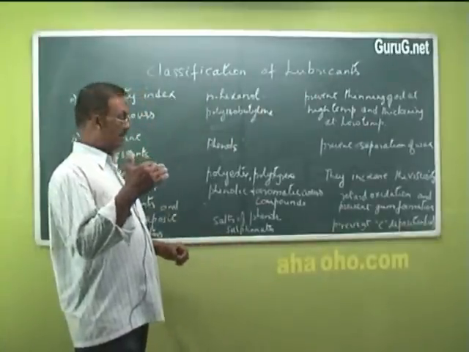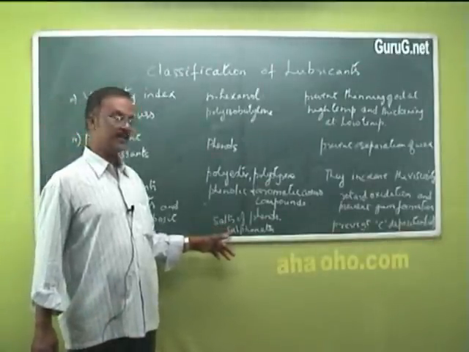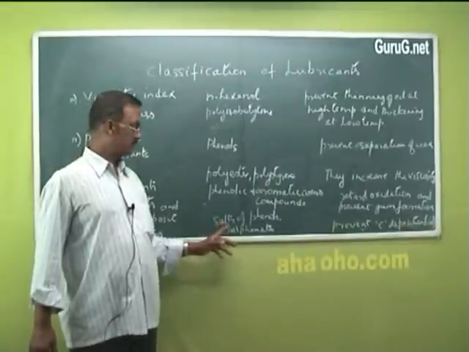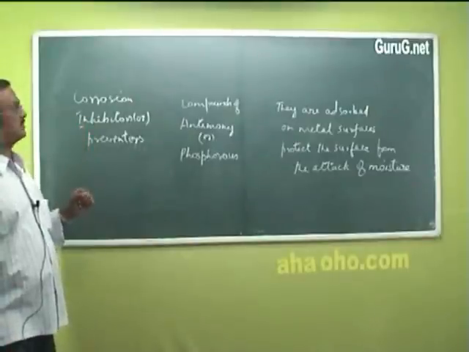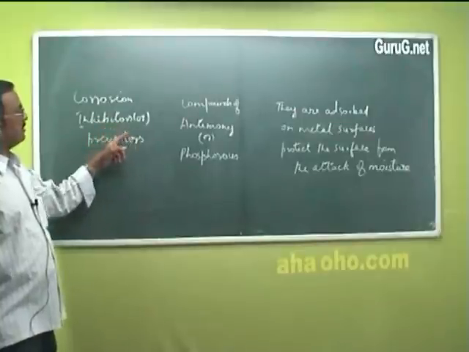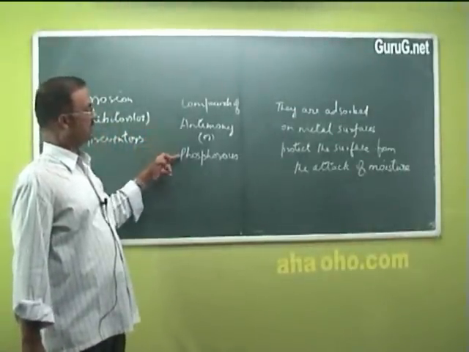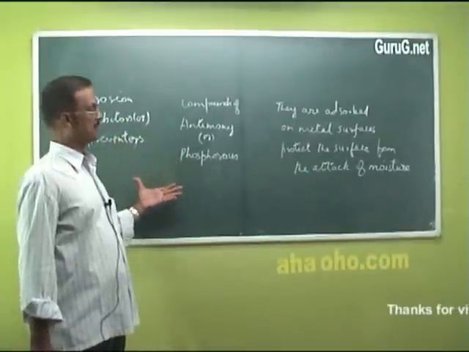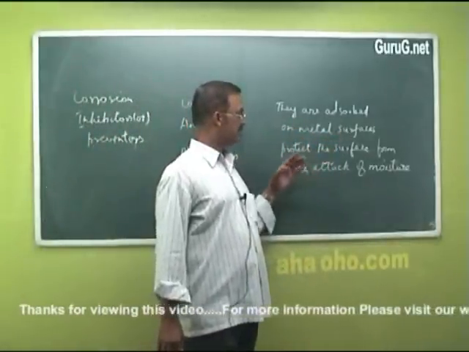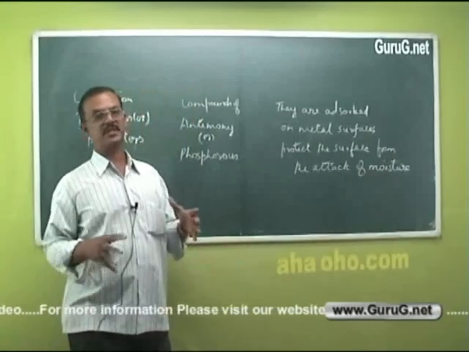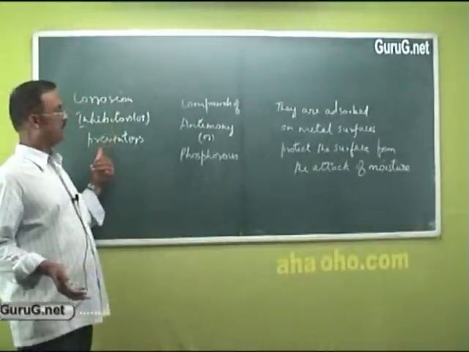So that can be minimized or prevented totally by the use of substances like sulfonates, that is substances derived from sulfonic acids, and salts of phenols. The last class of additives are known as corrosion inhibitors or corrosion preventers. Compounds containing antimony and phosphorus are used effectively for this purpose. Actually, they are adsorbed on the metal surfaces and they protect the surface from the attack of moisture. Otherwise, the moisture can corrode the metal. So these are known as corrosion preventers or inhibitors.